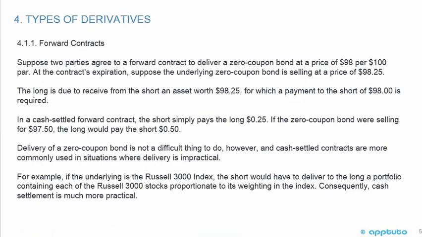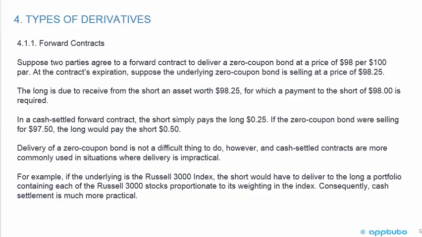So, continuing with forward contracts, we're just going to look at an example here. Suppose two parties agree to a forward contract to deliver a zero-coupon bond at a price of 98 per 100 par. At the contract's expiration, suppose the underlying zero-coupon bond is selling at a price of 98.25. The long is due to receive from the short an asset worth 98.25, for which a payment to the short of 98 is required. In a cash-settled forward contract, the short simply pays the long 25 cents. If the zero-coupon bond were selling for 97.50, the long would pay the short 50 cents.